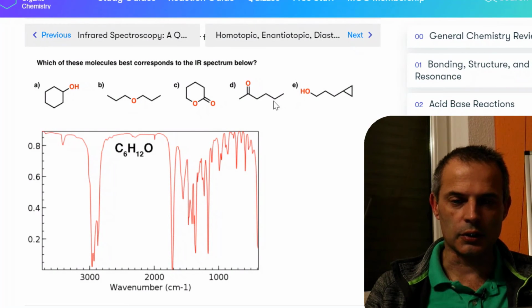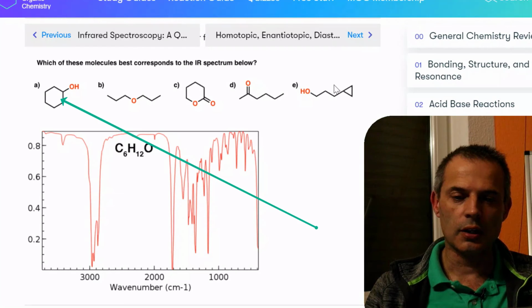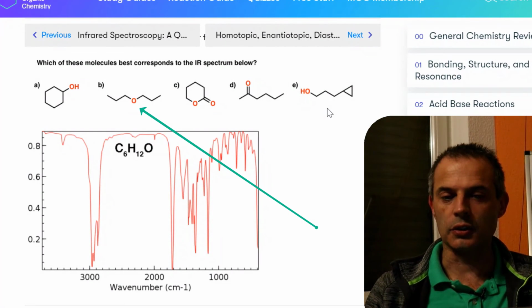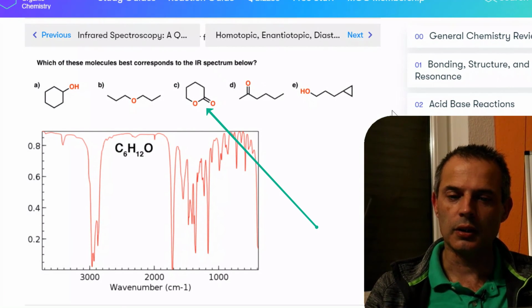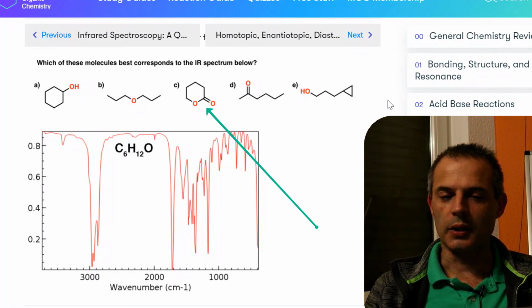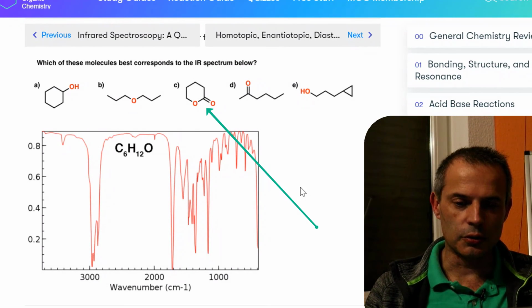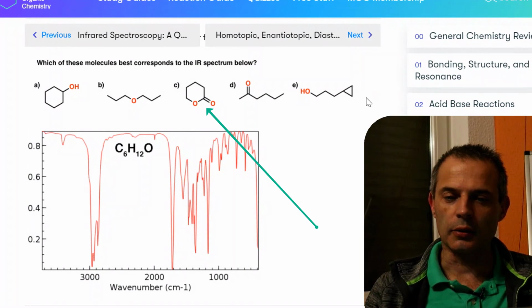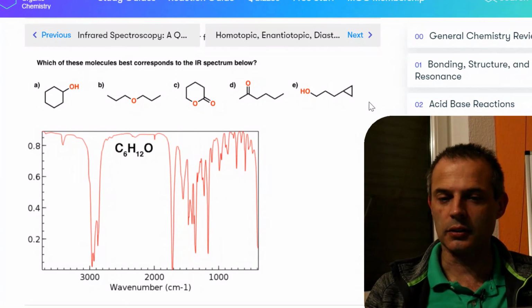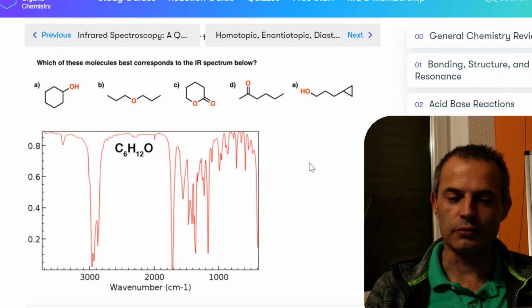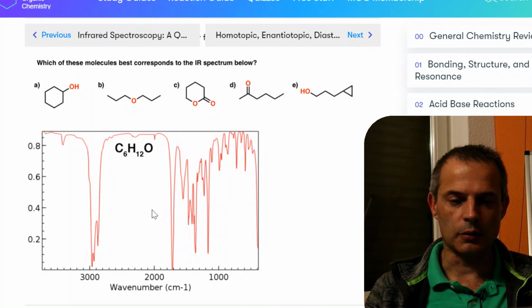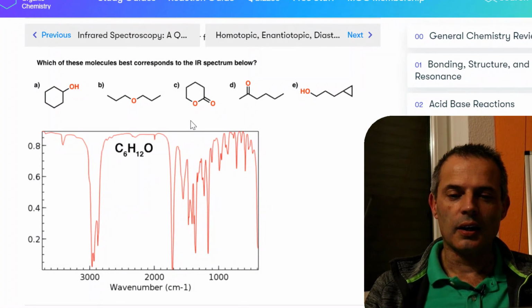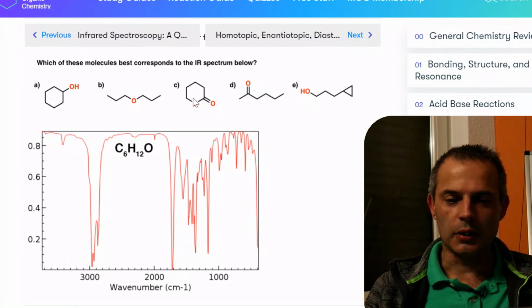Looking through here, we've got that, which it can't be because it's not got an OH. This, it can't be because it hasn't got a C double bond O, it's got an oxygen in the middle. This one it could be, but it isn't because it's got too many peaks. It's got 3 or 4, and that would only have 2 because it's only got one type of carbon with hydrogens on it, these CH2 here. So this one is the one that I'm looking at now.